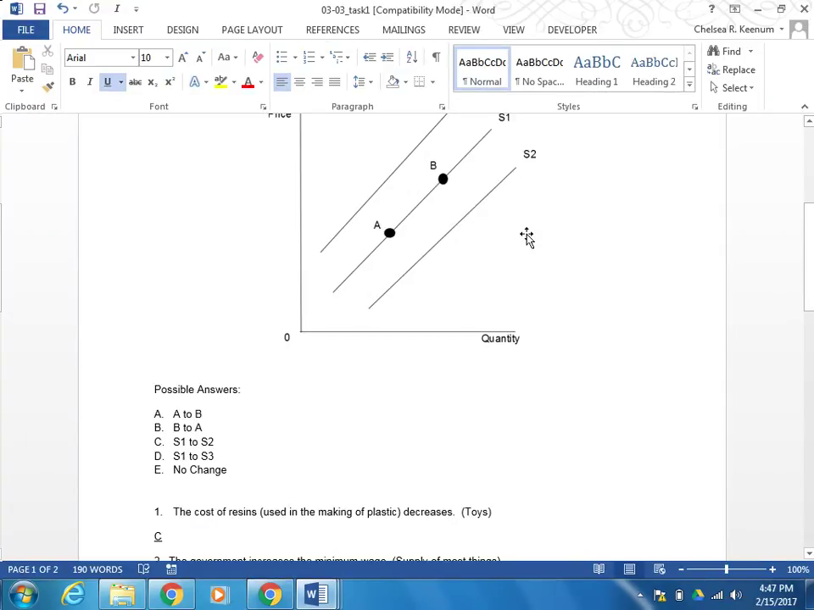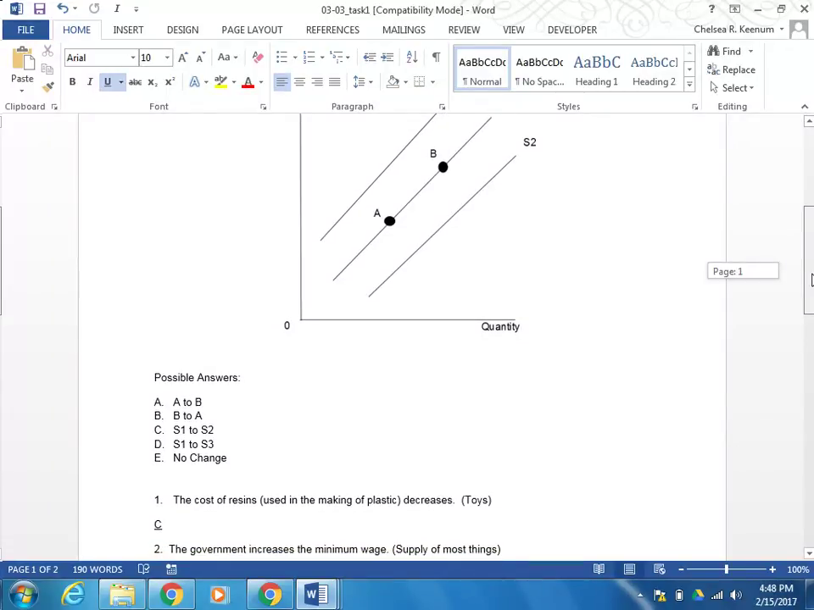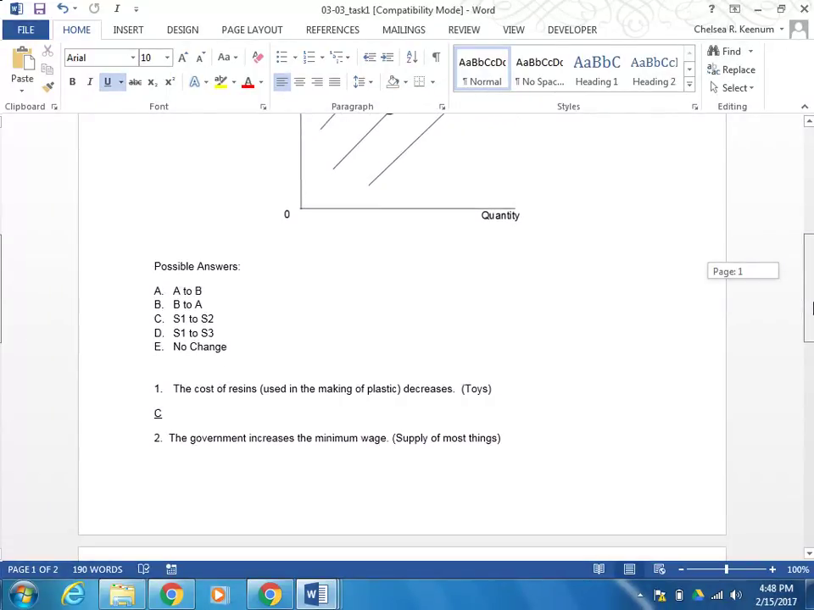Number 3, the government increases the regulations on all delivery vehicles. So what's going to happen to FedEx and their deliveries? That's going to be D. Supply is going to decrease because government regulations have increased. So now they've got to put more money into their vehicles and less money elsewhere.